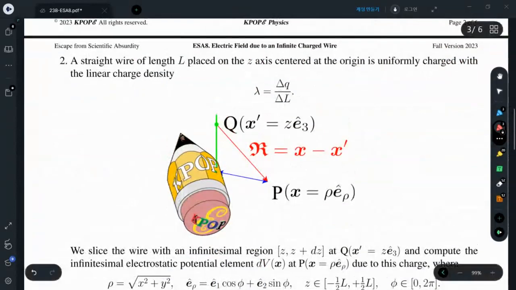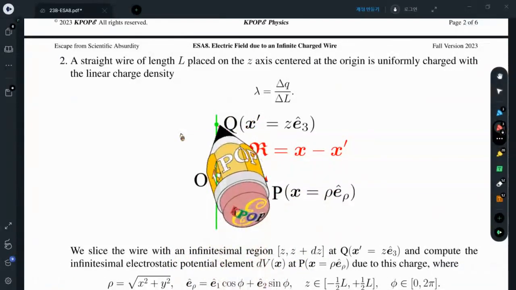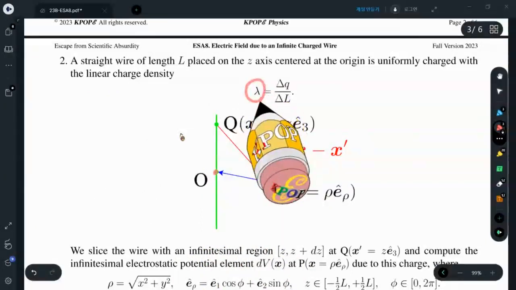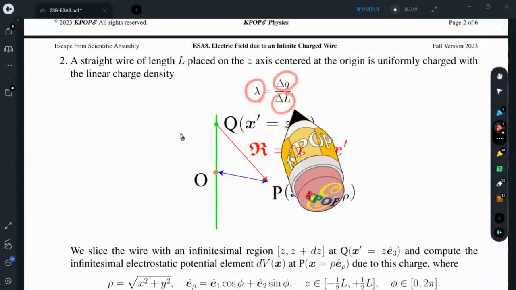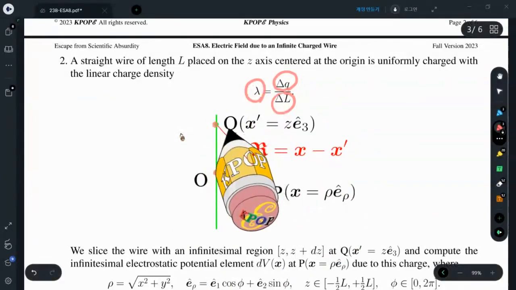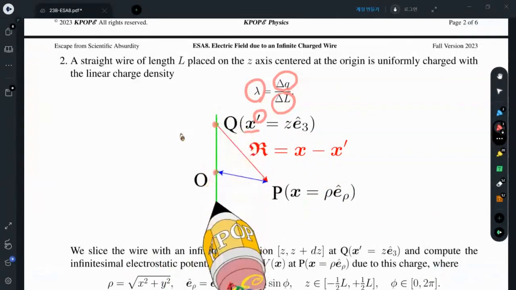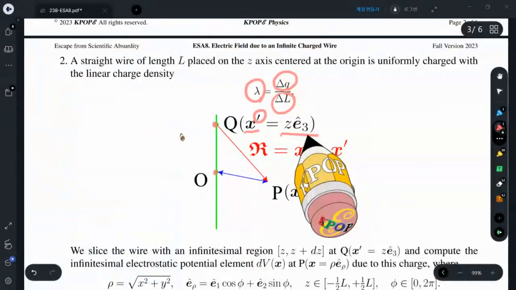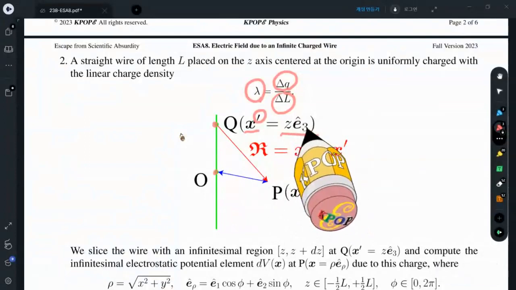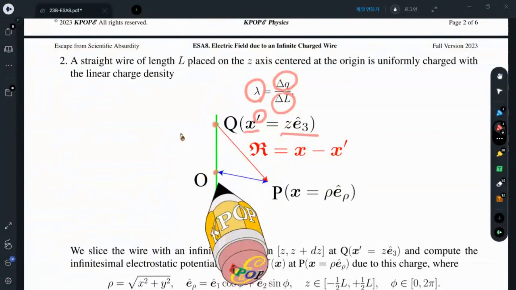Okay, let us solve the problem explicitly. We have the origin and the y-axis. There's a uniform charge distribution, charge divided by length. This is uniform. We have a source point Q. Source is always expressed with a prime, and because it's restricted along the z-axis, x prime is z times e3, the unit vector along the z-axis.